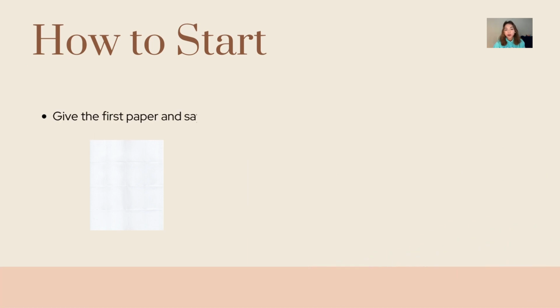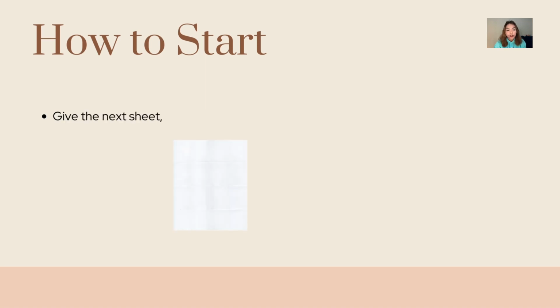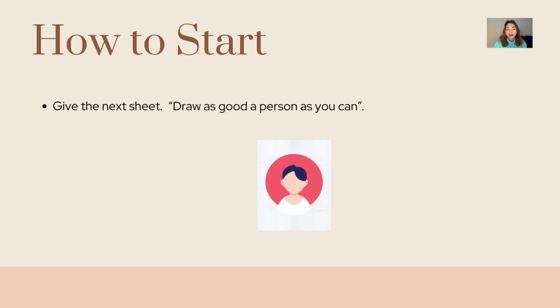Next, give the first paper and say to the client, here, I want you to draw as good a house as you can. And then on the next one, you provide another sheet of paper and tell the client to draw as good a tree as you can. And the last one is to give the third sheet of paper and tell the client, for example, draw as good a person as you can.